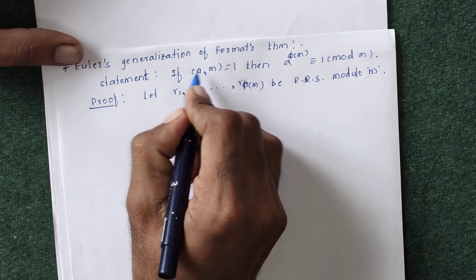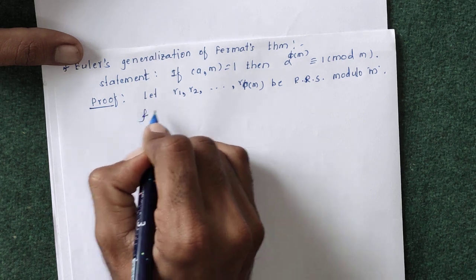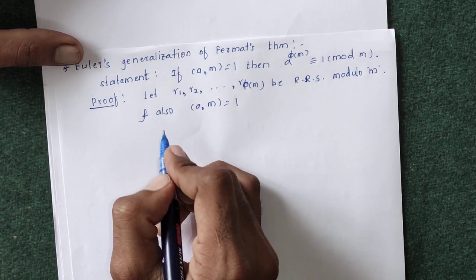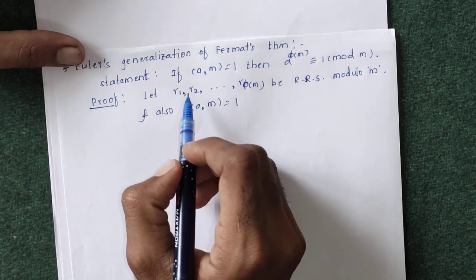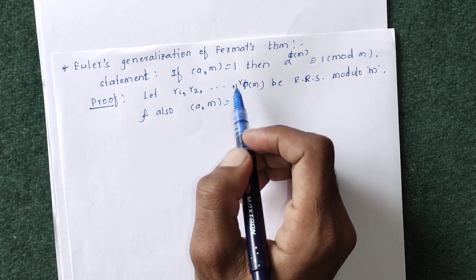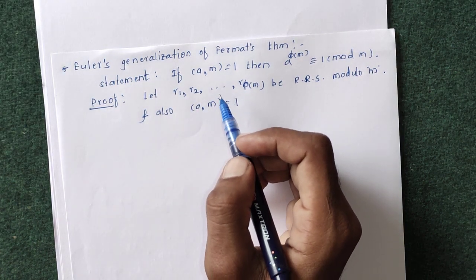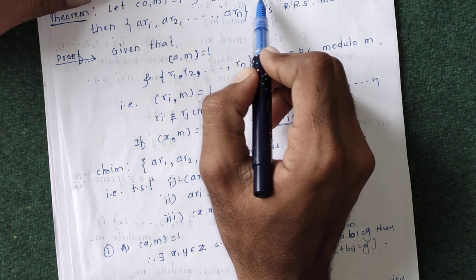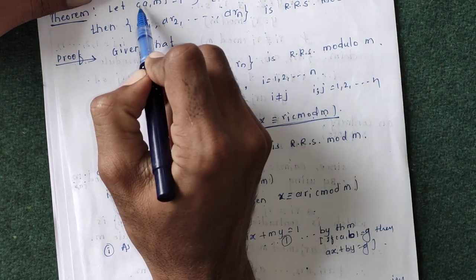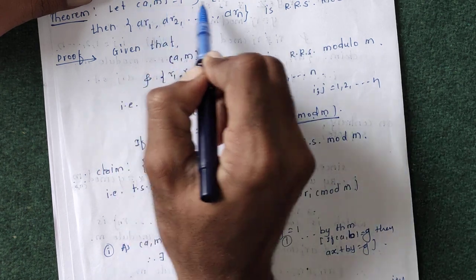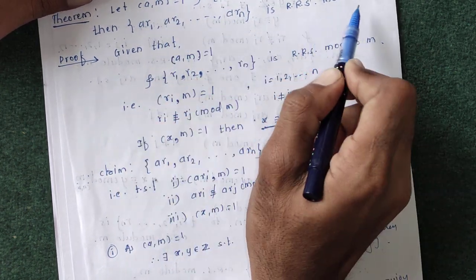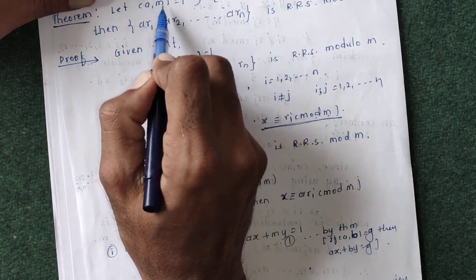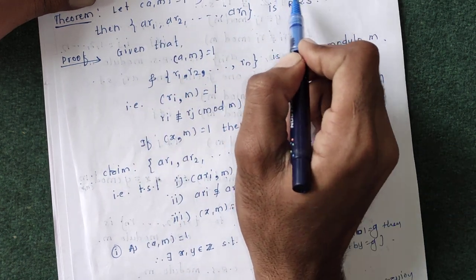Also we are given that the greatest common divisor of a and m is equal to 1. So by the previous theorem we have, if GCD of a and m is equal to 1 and R1, R2 up to Rn is a reduced residue system modulo n, then multiplying each Ri by a, that is aR1, aR2 up to aRn, is also a reduced residue system under modulo n, since a is relatively prime to n.